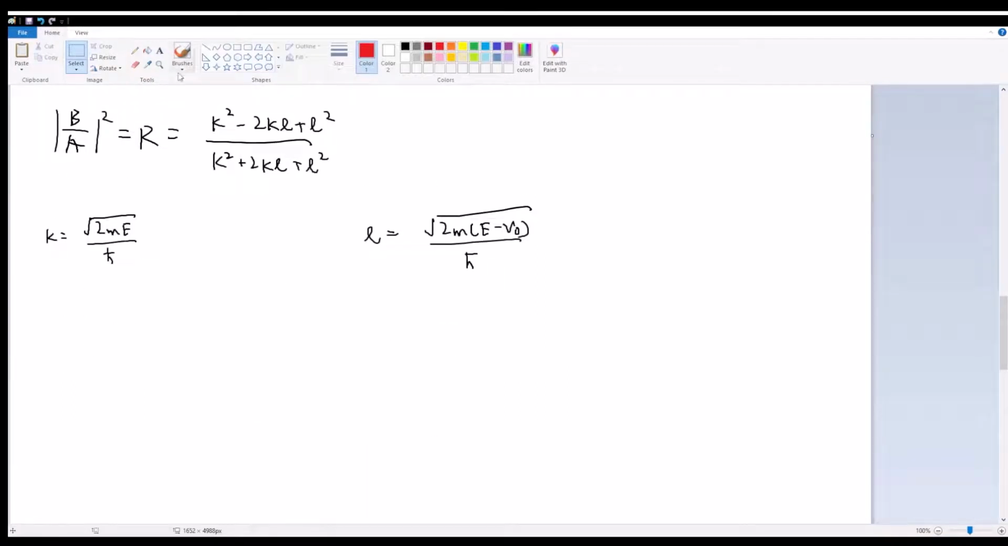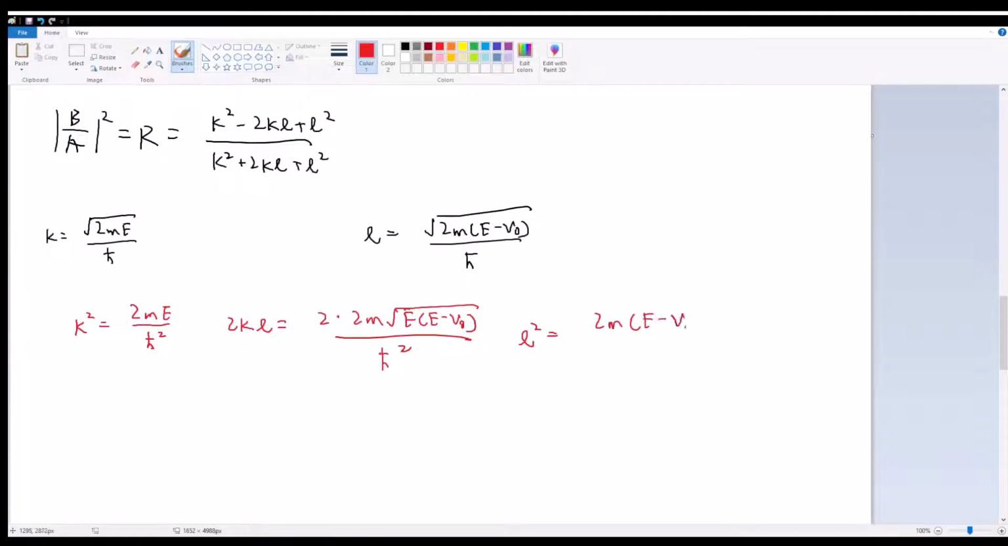So k squared is going to equal 2mE over h bar squared. 2kL is going to equal, let's see, 2 times 2m square root of E times (E minus V naught), divided by h bar squared. And then finally L squared is equal to 2m(E minus V naught) over h bar squared. And immediately what we see is that every single term in this reflection coefficient shares a 2m over h bar squared. So we can just get rid of that and basically move it out.